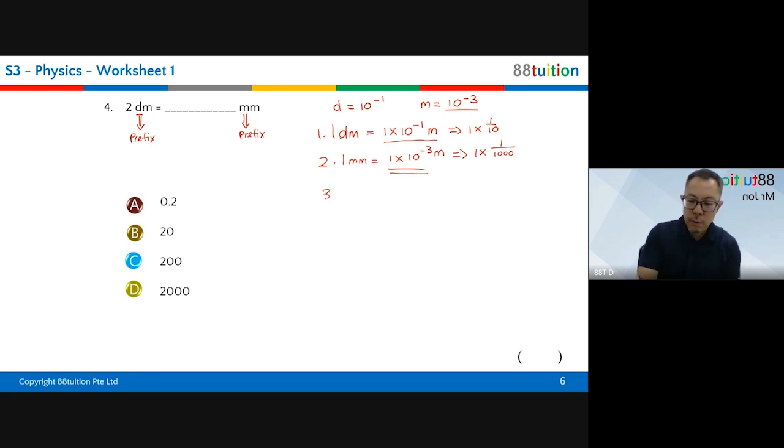So now, what would be 1 dm? How many dm will be 1 meter?